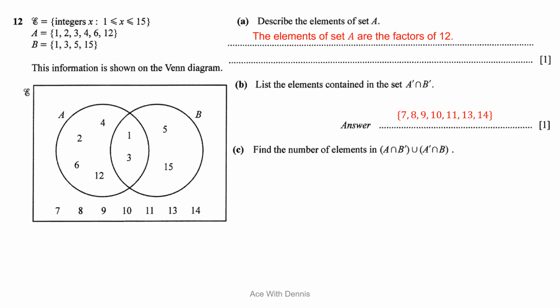Next, C. Find the number of elements in A intersect with B complement, union with A complement intersect with B. 1 mark. Alright, so this region will be A intersect with B complement, and this region will be A complement intersect with B. So we union together and we will count the number of elements in these two regions. So let's count. 1, 2, 3, 4, 5, and 6. Hence, the answer will be 6.